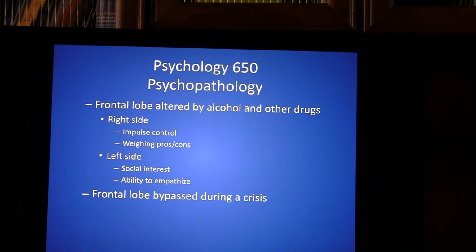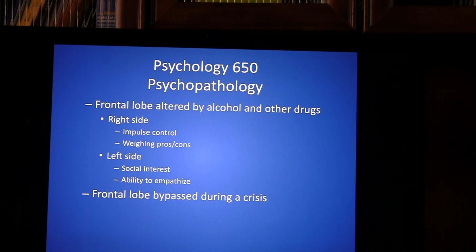So on the right side of my brain, I have impulse control, and it's where I weigh my pros and cons. On the left side is where we have what is generally called social interest, or my ability to empathize with other people. Under the influence of alcohol, you've noticed that people say things and do things they ordinarily wouldn't say or do. They're socially disinhibited. If someone abuses alcohol over a long enough period of time, their ability to control impulses and to act socially responsibly is even impaired when they're not under the influence.